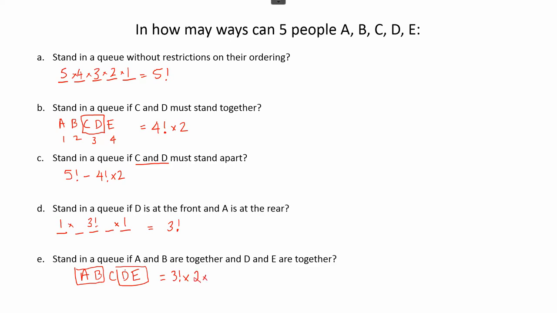But of course A and B can be arranged amongst themselves in 2 factorial ways, which is just 2. And D and E can also be arranged amongst themselves in 2 factorial ways, which is also just 2.